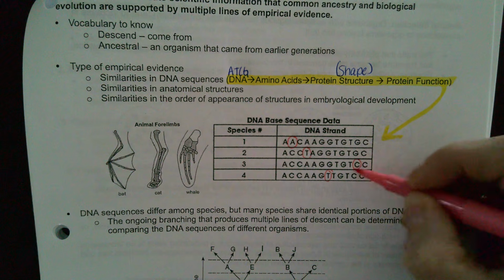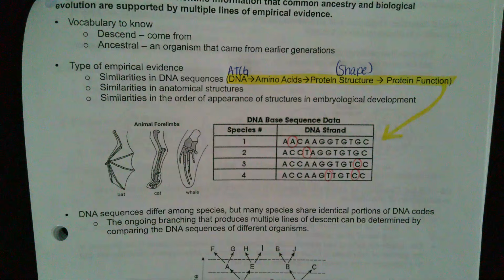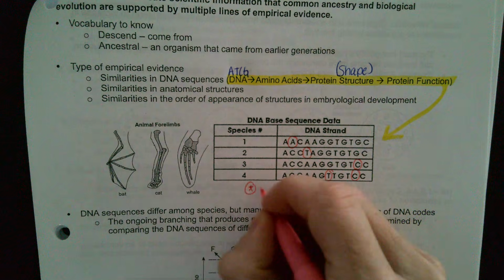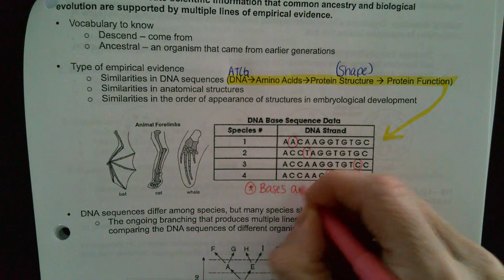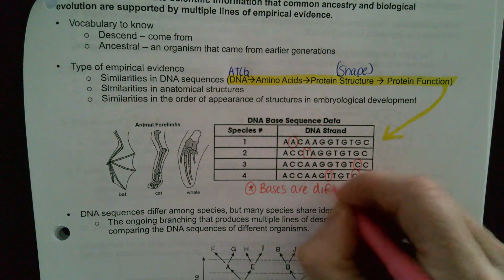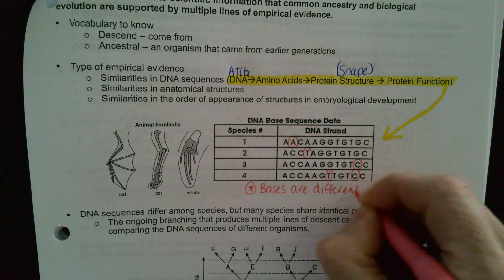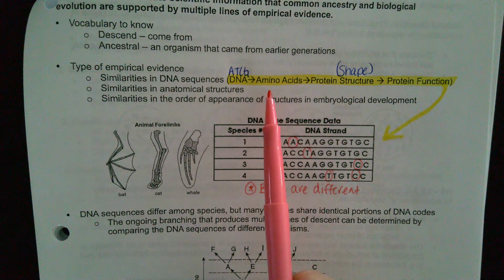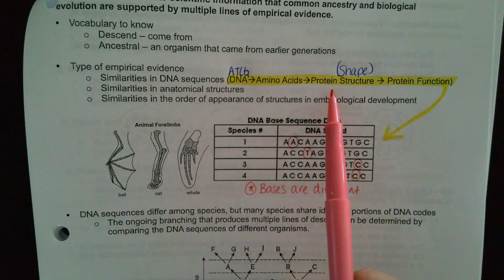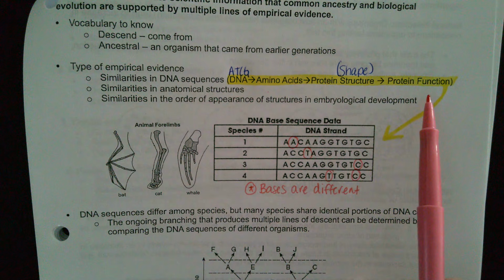And then I know that these 2 have differences. So those bases are different. If the bases are different, sometimes the amino acid sequence changes. When the amino acid sequence changes, that's going to change the protein shape. And then if the shape changes, the job of the protein changes.